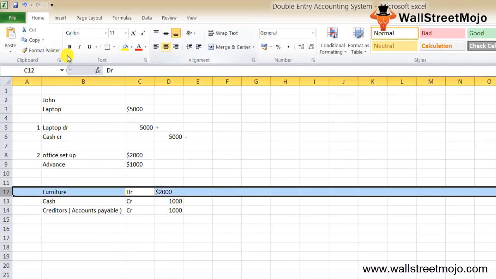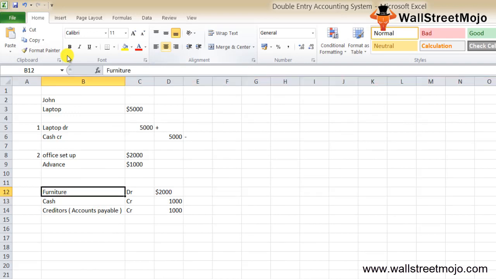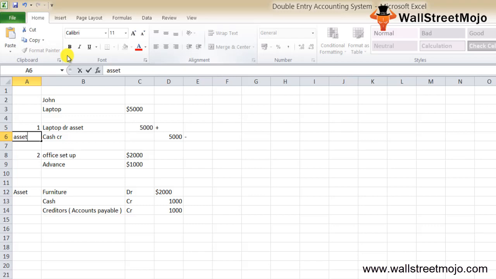So what is happening? The furniture is coming in, the asset is increasing. I'll write for you over here as this is your asset, right? This is also your asset. Okay. So what you can see that, the creditors over here is your liability, right? This is your liability, and your cash is again an asset. So what you can see, the furniture, the asset, is increasing by 2,000.